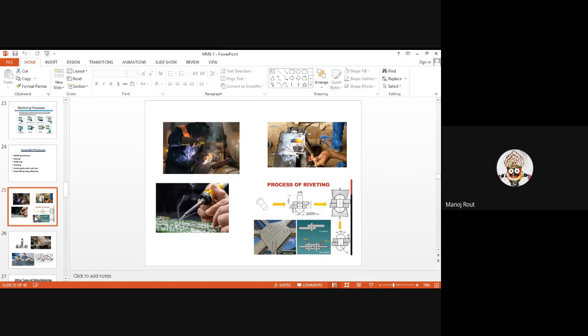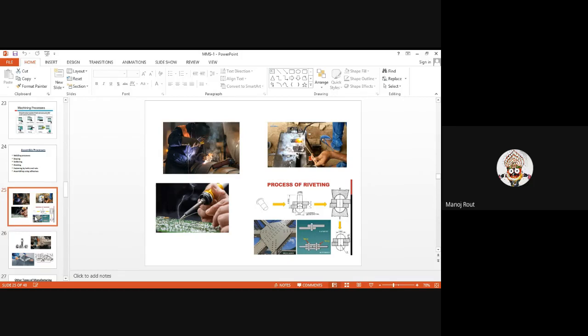And at the bottom there is the soldering process. It is done through electric heaters, with the help of filler materials, and the filler material fills the joint between two similar materials. And the last one, at the bottom corner, is the process of riveting.